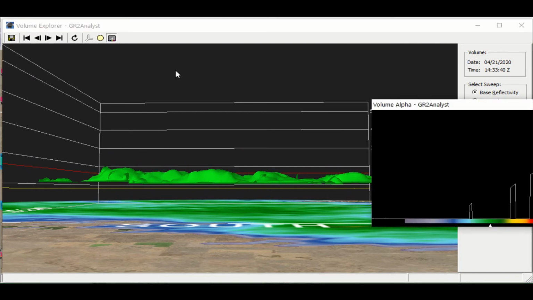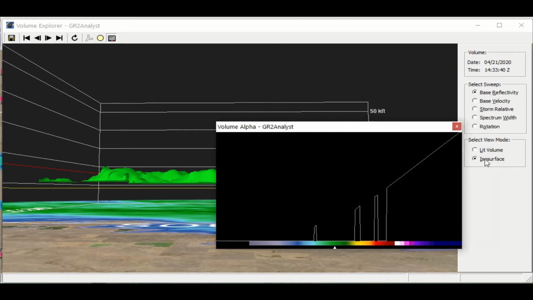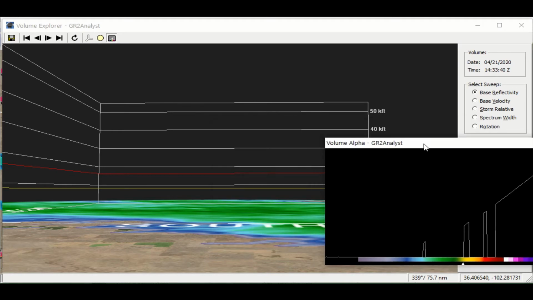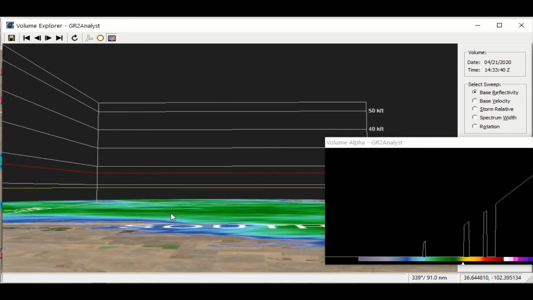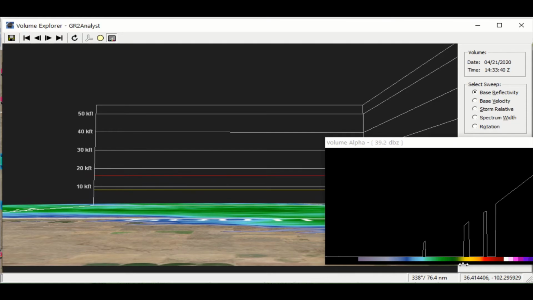All right, so let's go ahead and get our alpha table back up and set our filter. We're in ISO surface mode, so we're using a little slider triangle down here at the bottom. We'll bump it up to about 40 dBz, and pretty much everything is gone. I didn't make it to 40 dBz and everything's gone. So right now we're pretty weak.